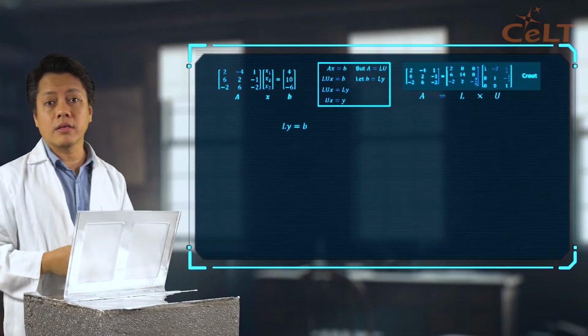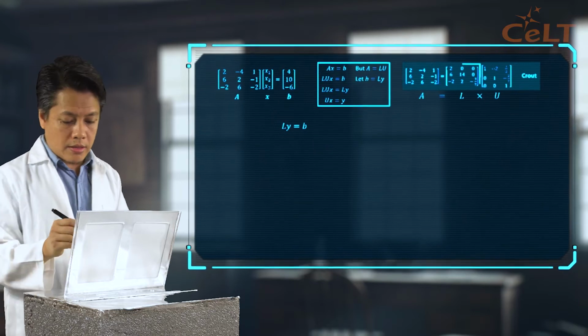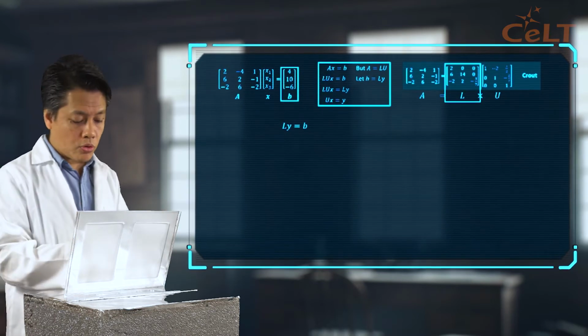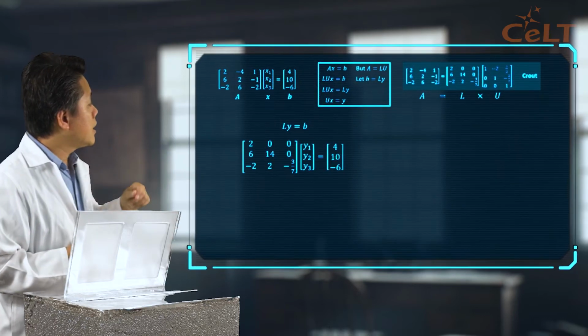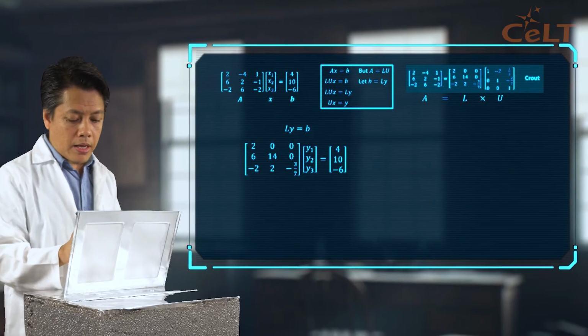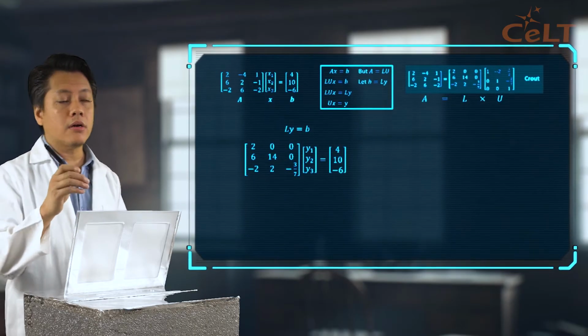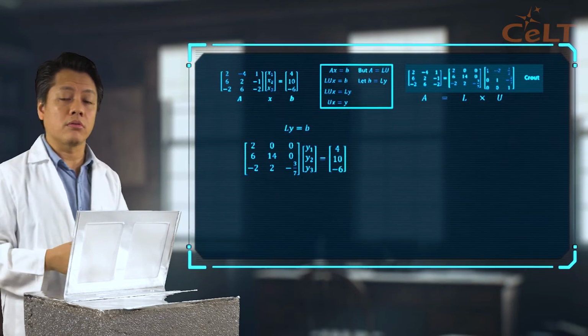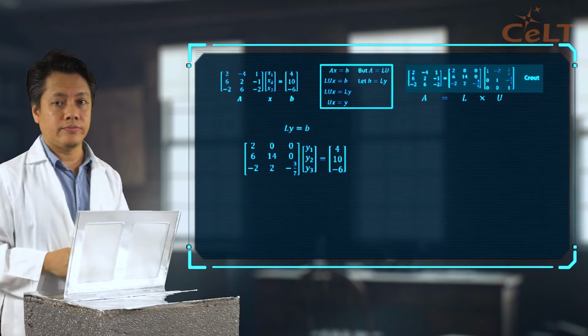The next step is to assign Ly equal to B. So this introduces another vector called Y. And this is matrix L, and this is vector B, and we put them together, and it becomes like this. And vector Y is a 3 by 1 matrix. We then multiply L by Y, and because L is a lower triangular matrix, it is easier for us to solve for Y1 first.